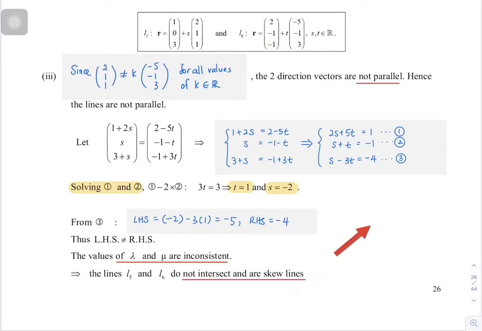So for skew lines, we must make sure that, number one, they are not parallel, and then we discover that if they are not intersecting, then we can conclude that the two lines are skew.